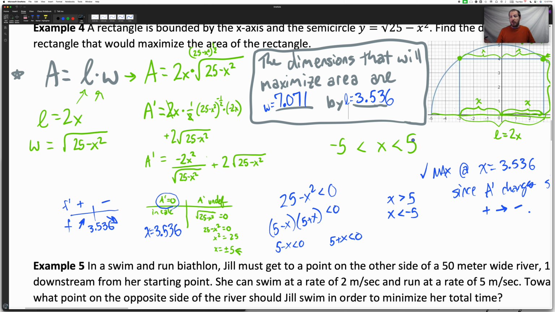And we don't need to worry about units. We're on the coordinate plane. So dimensions that'll maximize our area are 7.071 and 3.536.